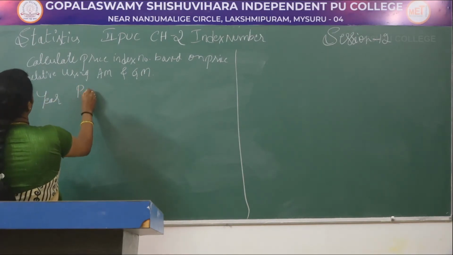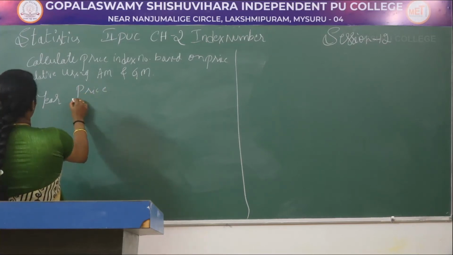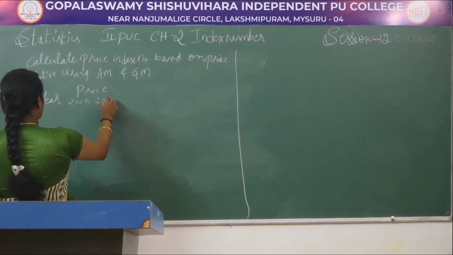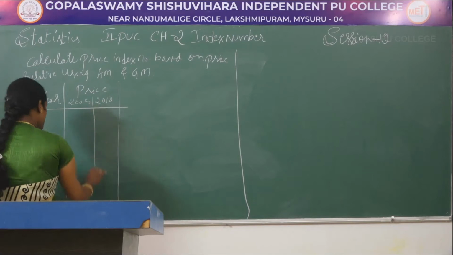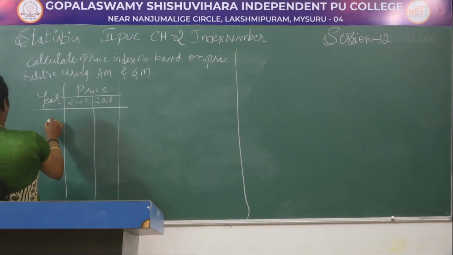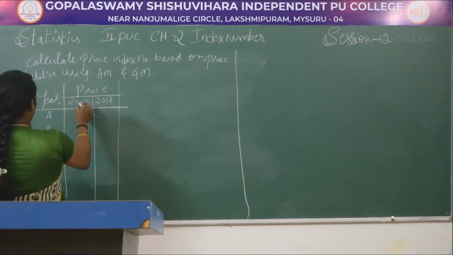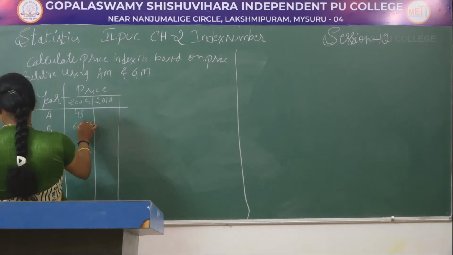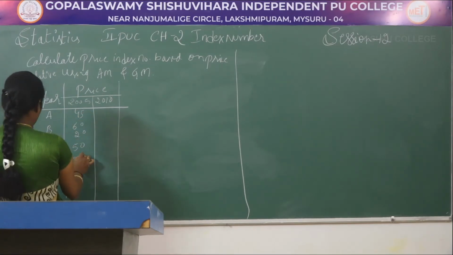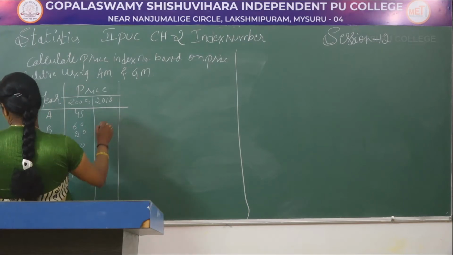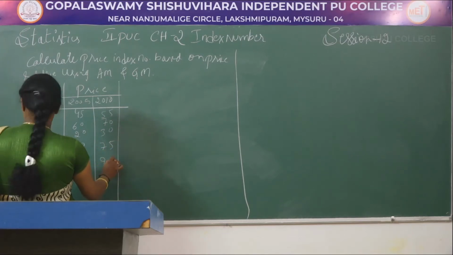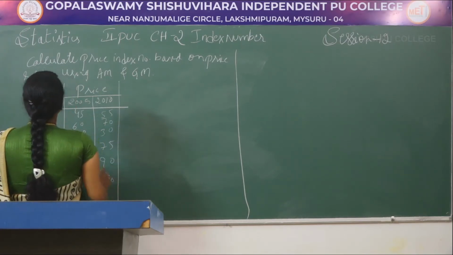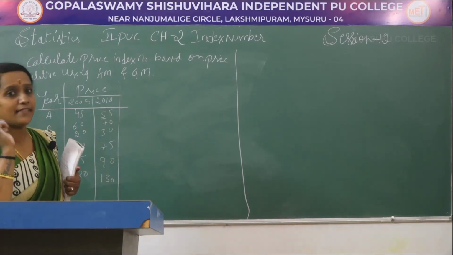Next, price in 2005, 2010. A, B, C, D, E, F. In 2005 it is 45, 60, 20, 50, 85, 120. In 2010 it is 55, 70, 30, 75. This is the data they have given.